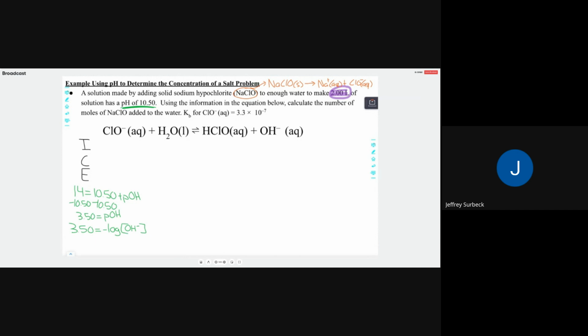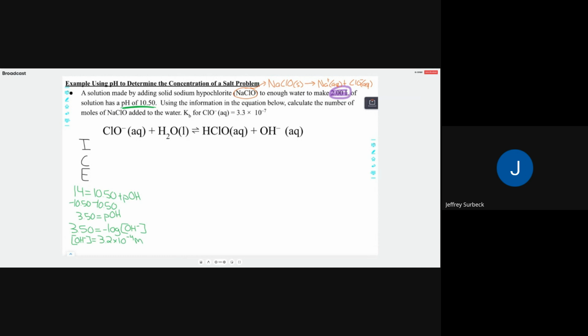Now, what we can do from here becomes really useful to find out some value in our equilibrium expression. So remember, our pOH is 3.50, which equals the negative log of our hydroxide ions at equilibrium. I make this number the opposite, negative, and take the inverse log, which is 10 to the x. So 10 to the negative 3.5, using scientific notation. Rounding to sig figs, I get 3.2 times 10 to the negative fourth. So the concentration of OH- is 3.2 times 10 to the negative fourth, big M.